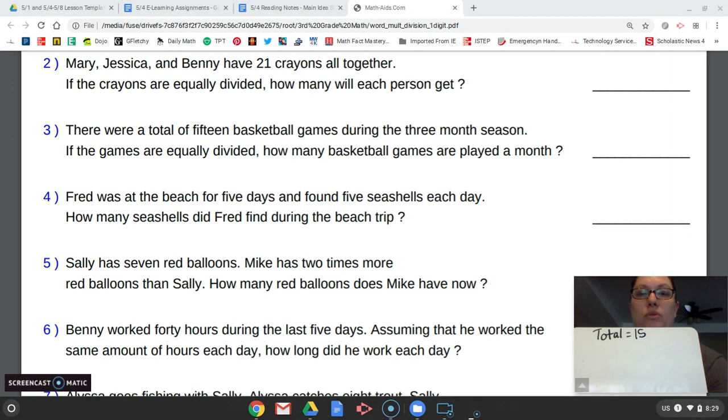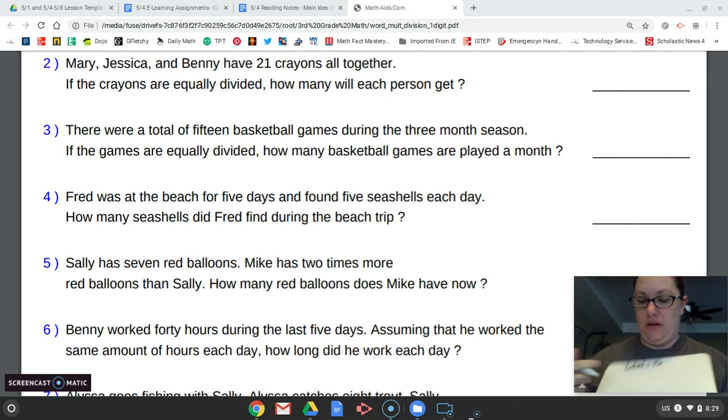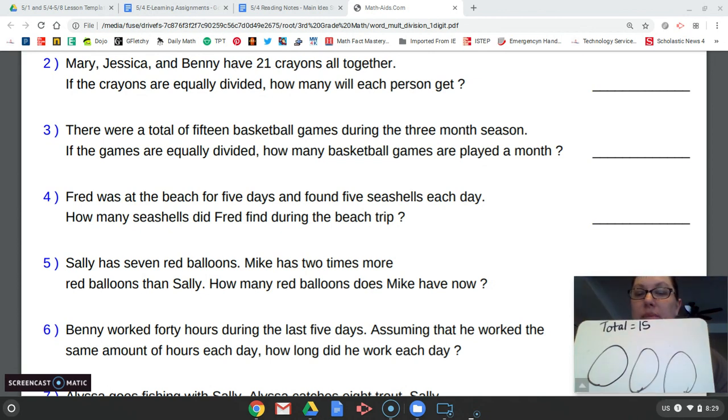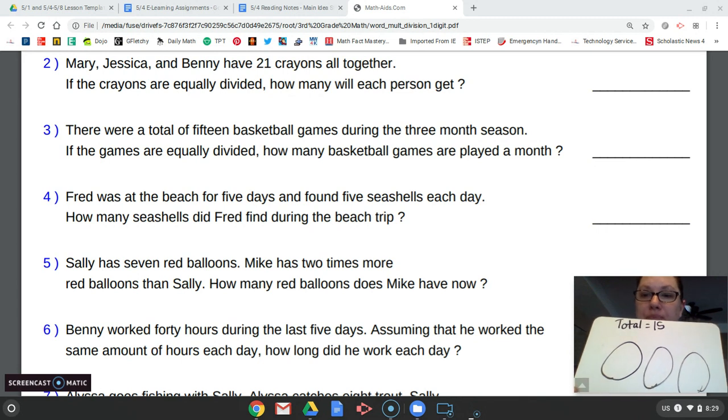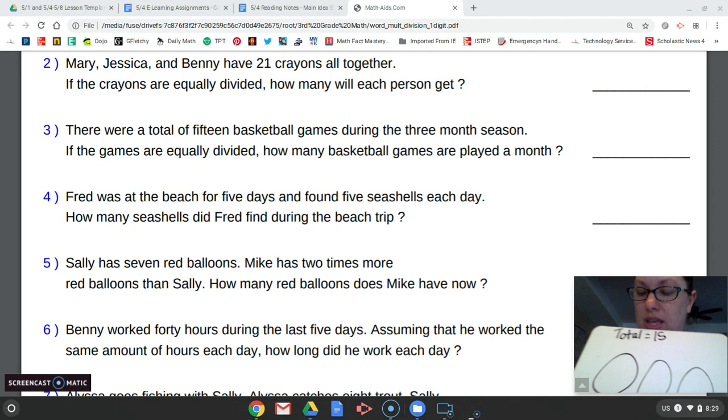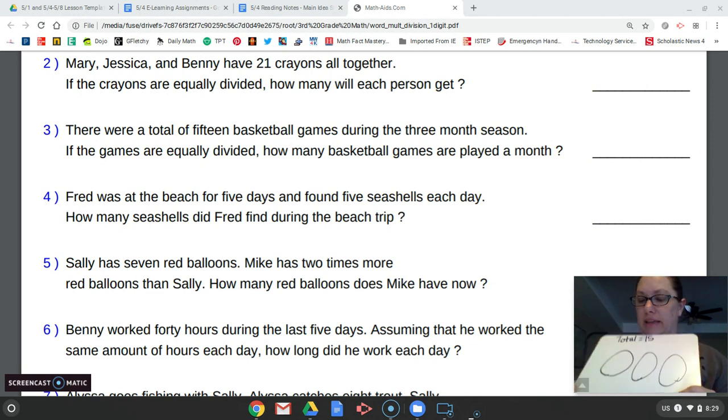Well, they said if they're equally divided for the whole season. So now I have to look back and think how much was a whole season. A whole season was 3 months. So I have to divide 15 games between 3 months. So I'm going to need 3 circles again. This time it's for the months in that season. So I'm going to start with 15, and I'm going to give each month a game until I get to 15. All right, so 1, 2, 3, 4, 5, 6, 7, 8, 9, 10, 11, 12, 13, 14, 15.